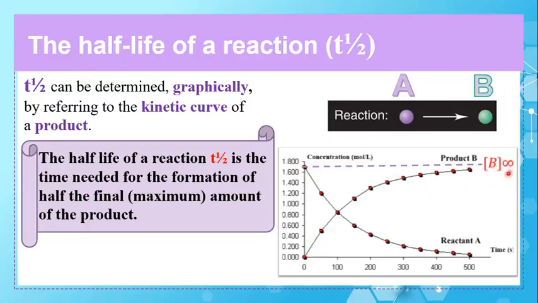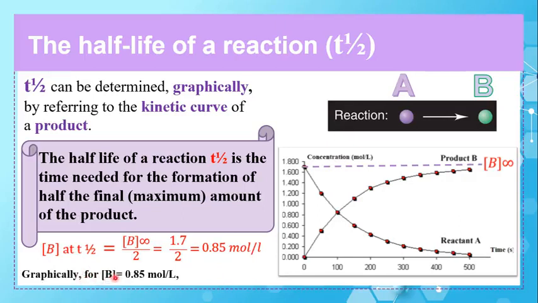This is B at infinity. So B at T half, according to the definition, will be equal to B at infinity over 2. It's equal to 1.7 over 2 equal to 0.85 mol per liter. Graphically, for B equals 0.85 mol per liter, T is equal to 100 seconds. And so T half is equal to 100 seconds, less than 250, which is T of the reaction over 2.